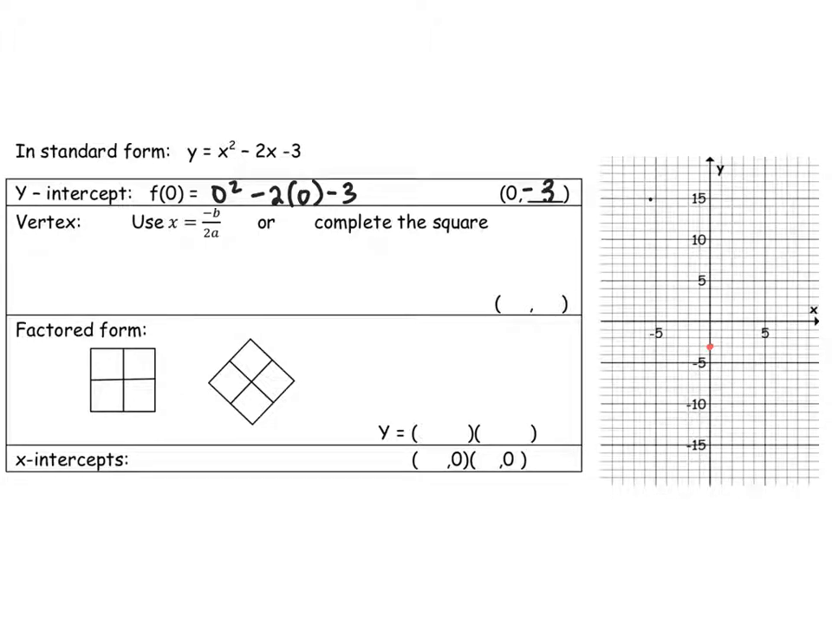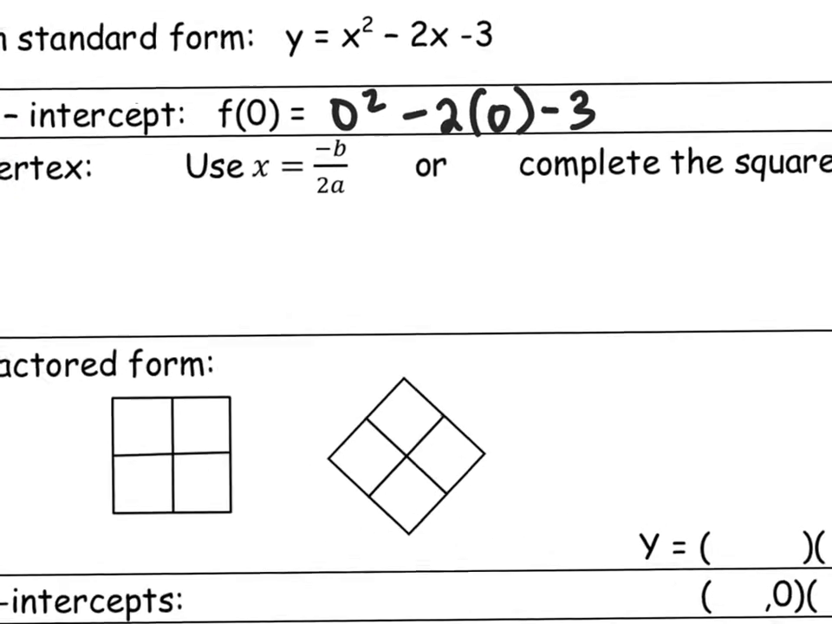The way that we can find the vertex, there's two different ways. One is -b/2a to find our x value for our vertex. I'm going to stretch this out a little bit and then zoom back in so I have the space.